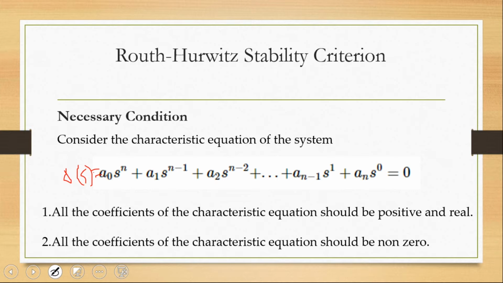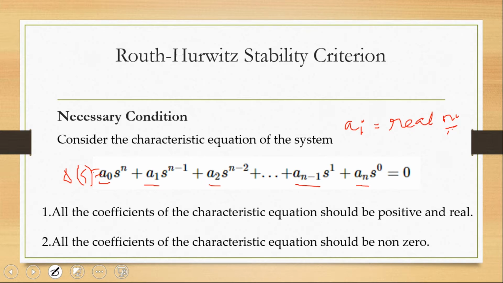So the first step, according to the Routh stability criteria, in analyzing the stability of a system is to observe its characteristic equation. You can see here the coefficients of this characteristic equation are a0, a1, a2, up to an minus 1, an. So in general, if it is written as ai, this ai should be real numbers.